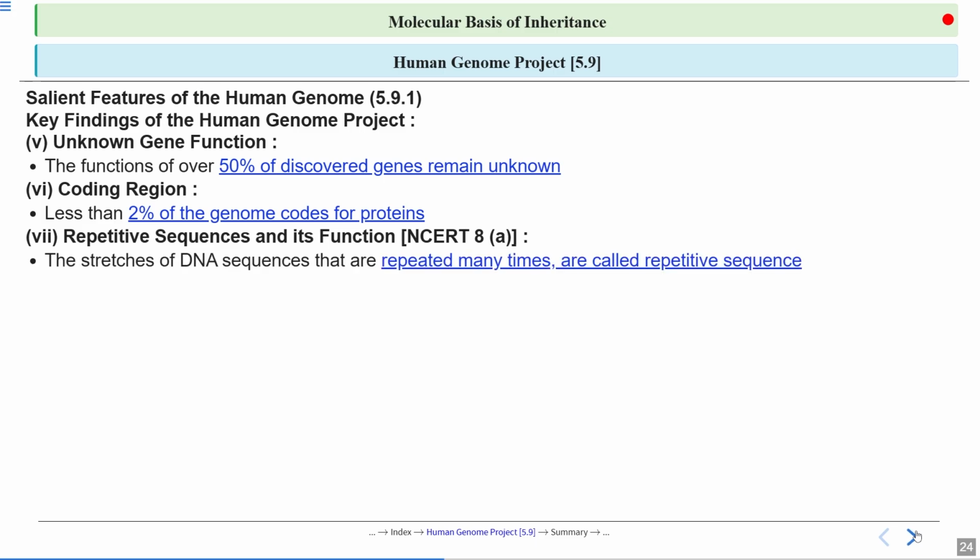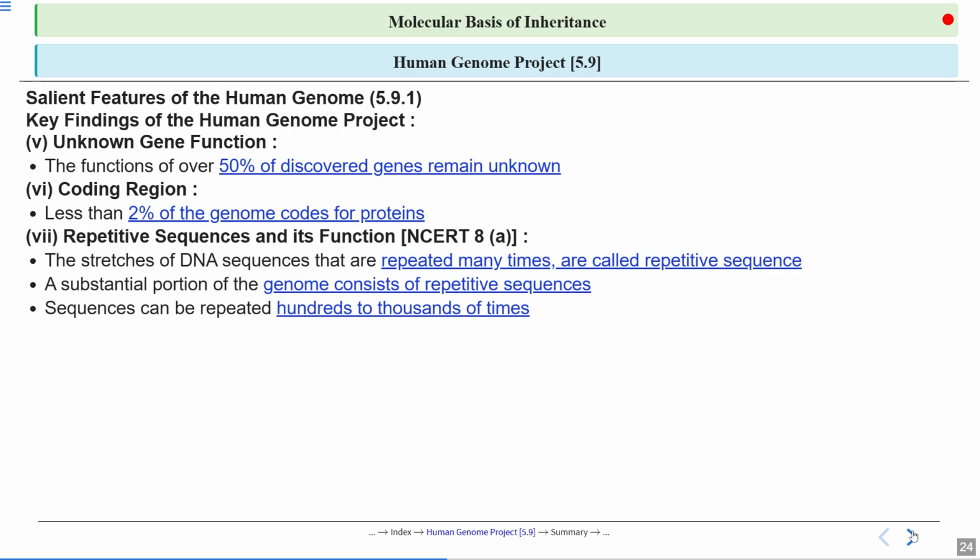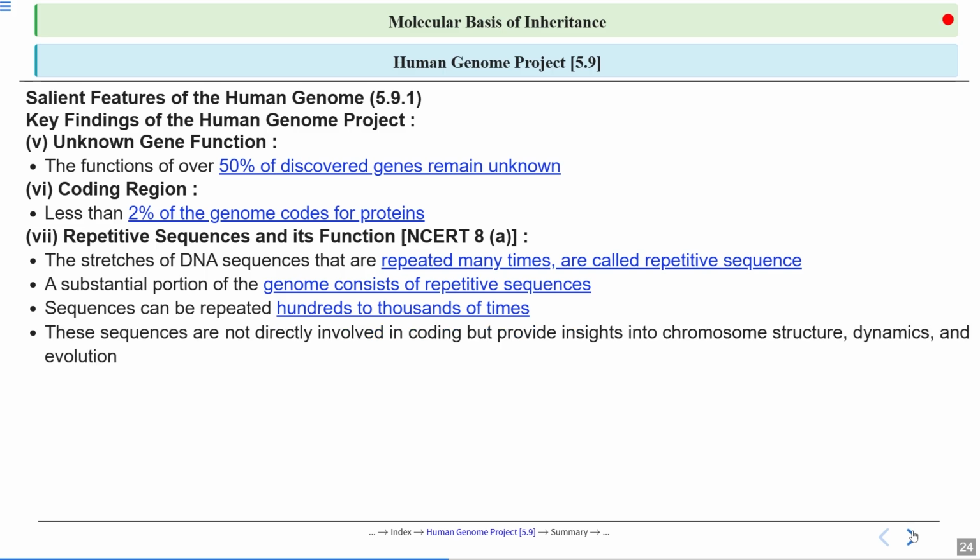Question number 8a. The stretches of the DNA sequence that are repeated many times are called what? Repeated sequence. A substantial portion of a genome consists of what? Repeated sequence. It means quite a large amount of the genome consists of these repeated sequences, where a DNA sequence is repeated many times. A sequence can be repeated from 100 to 1000 of times.